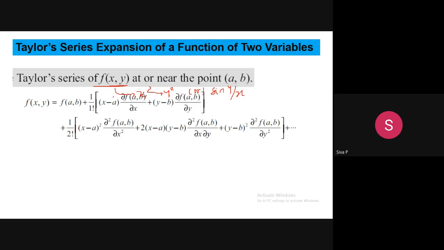That is, f of x comma y equals f of a comma b plus 1 by 1 factorial [x minus a, dou f of a comma b by dou x plus y minus b, dou f of a comma b by dou y] plus 1 by 2 factorial [x minus a whole square, dou square f of a comma b by dou x square, plus 2 x minus a y minus b, dou square f of a comma b by dou x dou y, plus y minus b whole square, dou square f of a comma b by dou y square]. So how can you remember this?